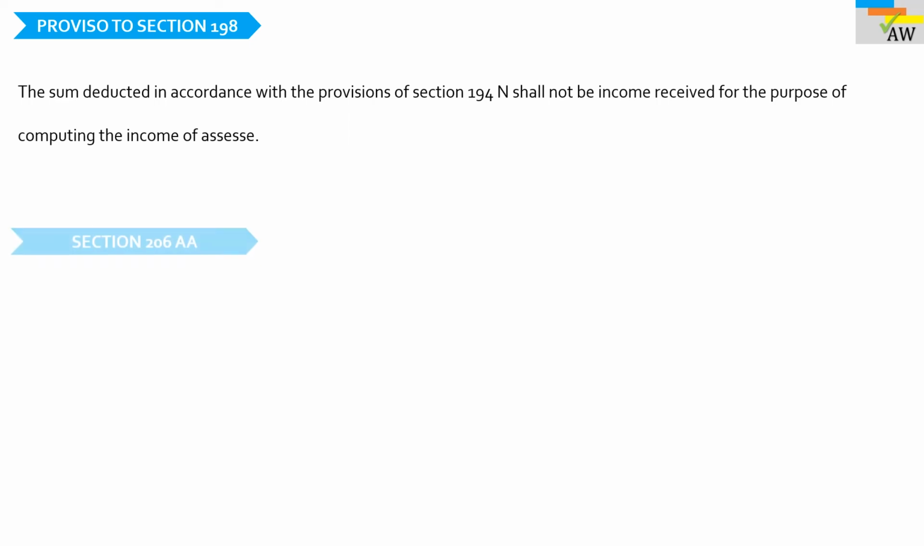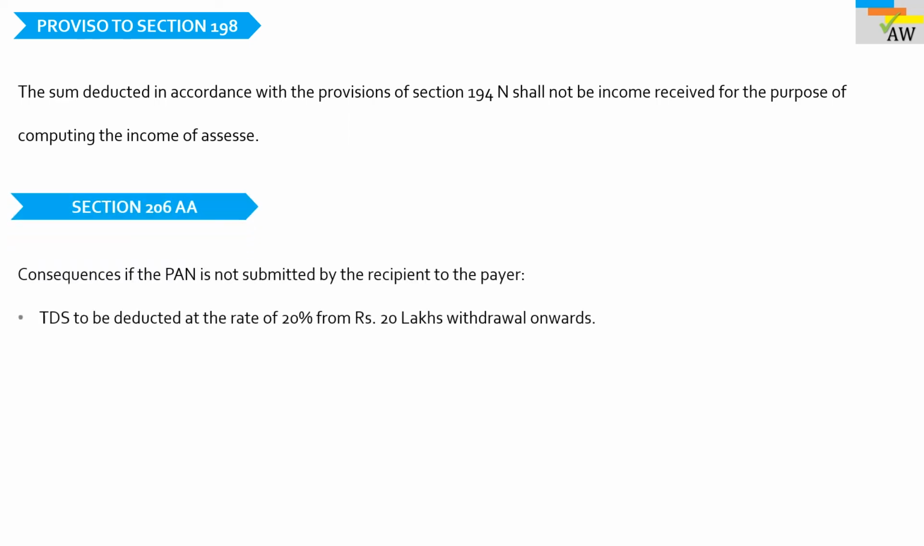Section 206AA. Consequences if the PAN is not submitted by the recipient to the payer. TDS is to be deducted at the rate of 20% from Rs 20 lakhs withdrawal onwards. This means if the recipient has not furnished his PAN with the banking institutions and the other institutions which I mentioned before, then in that case the monetary limit has been set at Rs 20 lakhs and the TDS rate for them would be 20%.